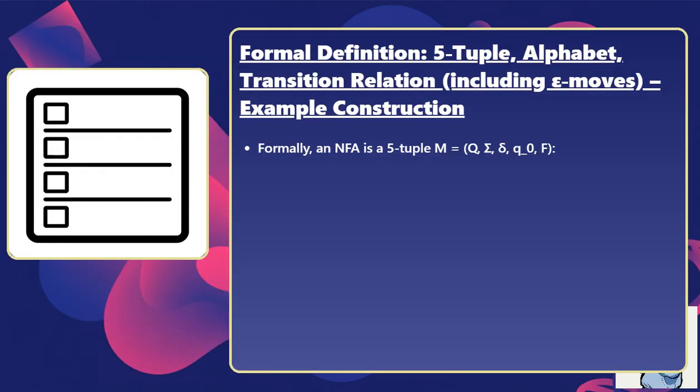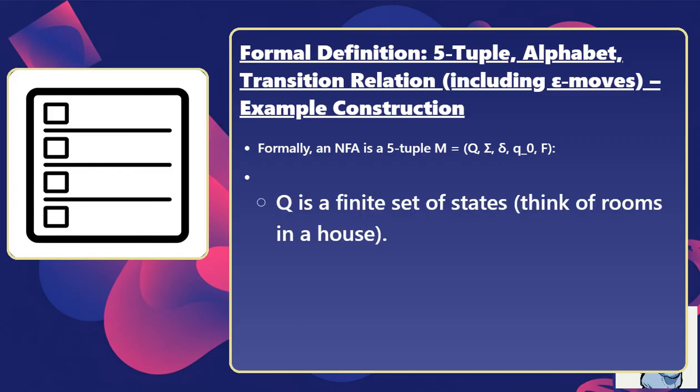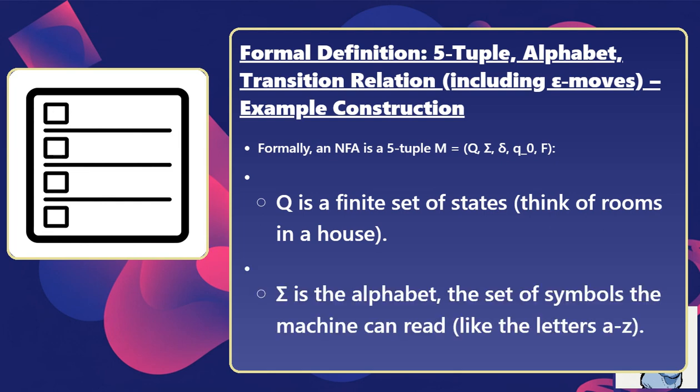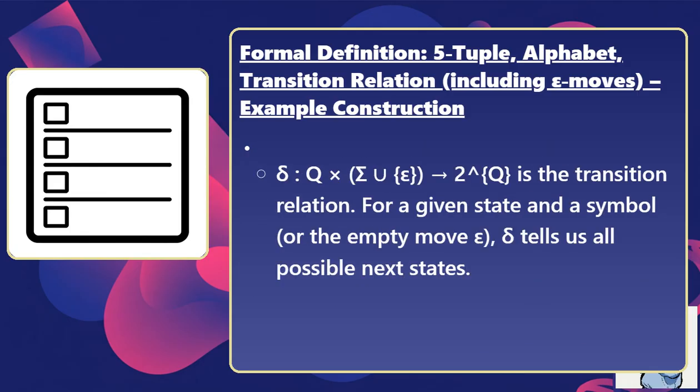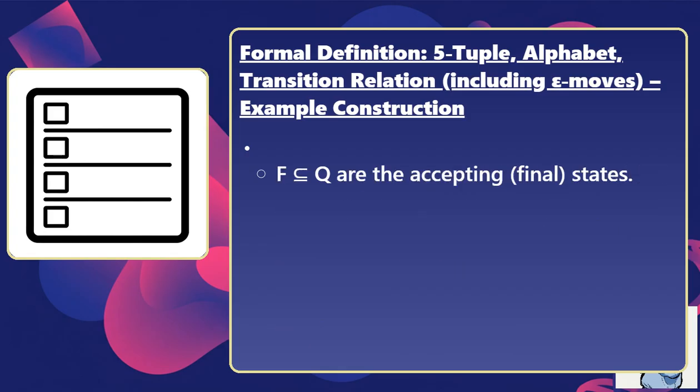parts. Formally, an NFA is a 5-tuple M equals (Q, Sigma, Delta, Q0, F). Q is a finite set of states, think of rooms in a house. Sigma is the alphabet, the set of symbols the machine can read, like the letters A to Z. Delta maps a state and a symbol or epsilon to a set of states. It tells us all possible next states. Q0, an element of Q, is the start state. F, a subset of Q, are the accepting final states.